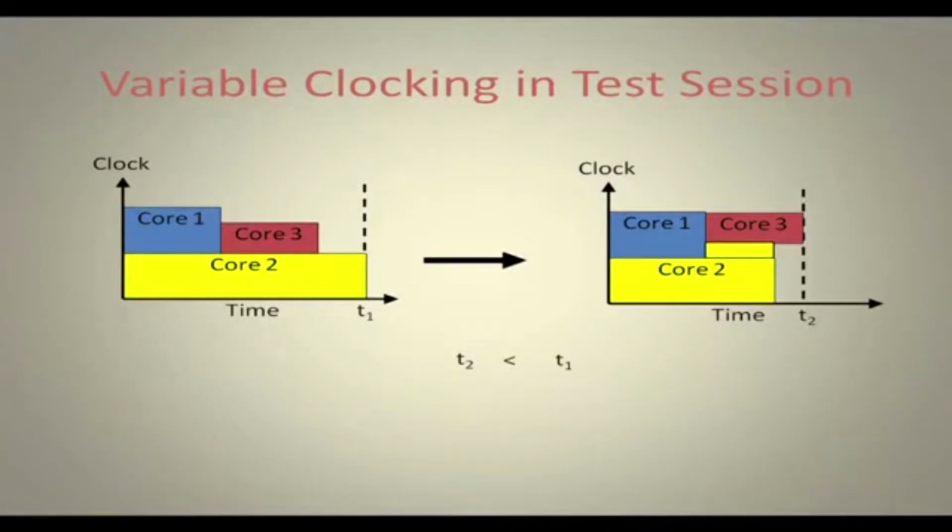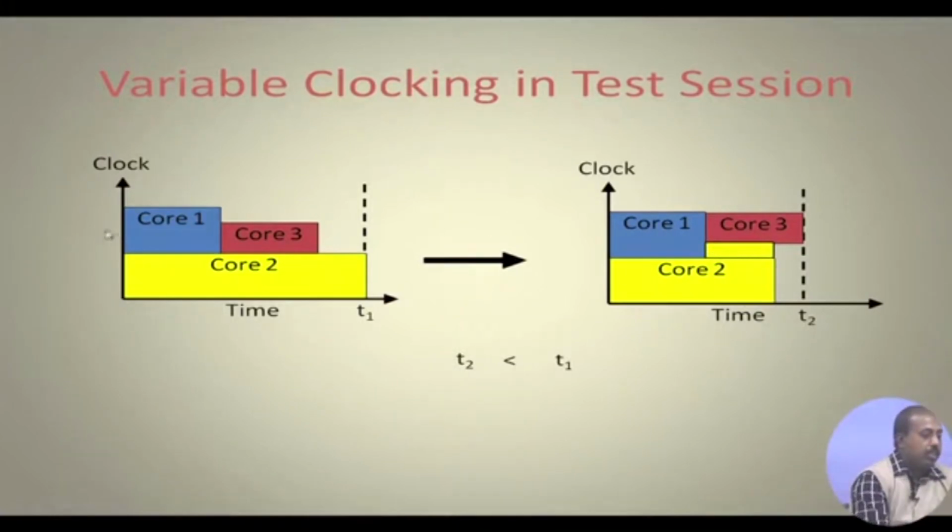So, this is a variable clock session. Here we are testing core 2. Core 2 is tested at some clock, and in the second case core 2 is tested at a higher clock. As a result its test time reduces, and after testing up to this much we increase the clock frequency of core 2. As a result it is being tested at a higher clock here.